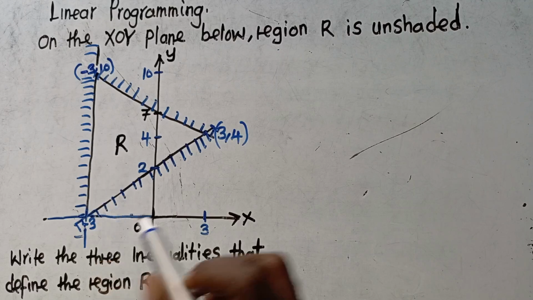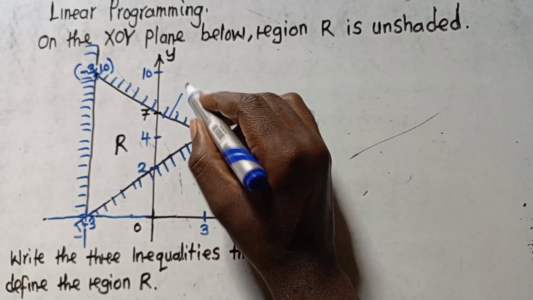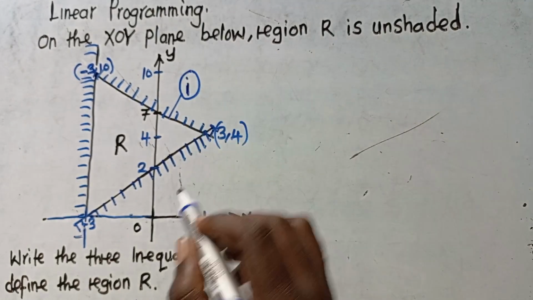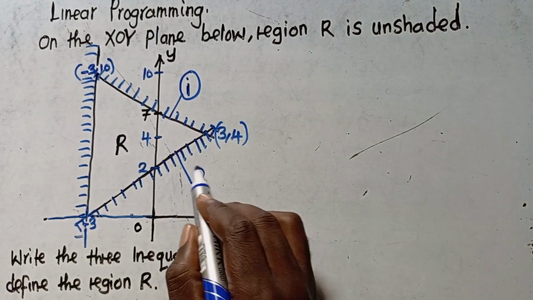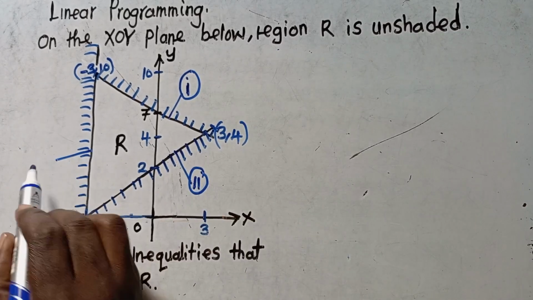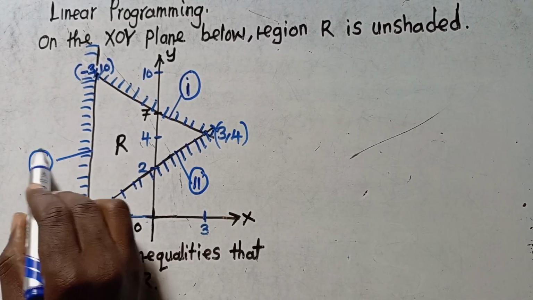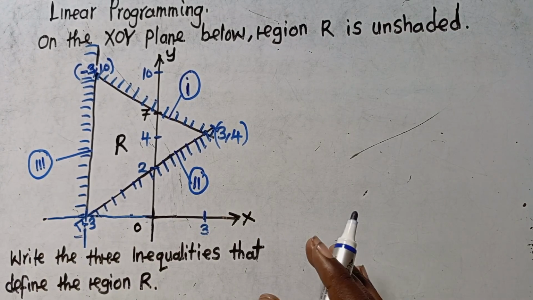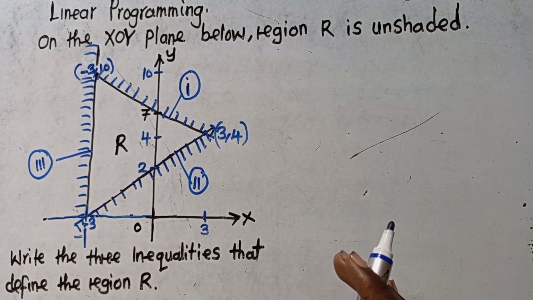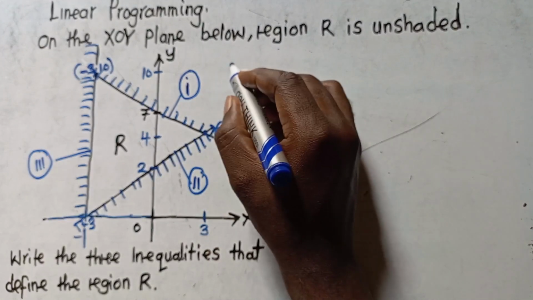So how many inequalities are we given? We've got this is the first inequality, this is the second inequality, and this one that is here is the third inequality. So these are the lines that we are talking about. So I will start with inequality 1.